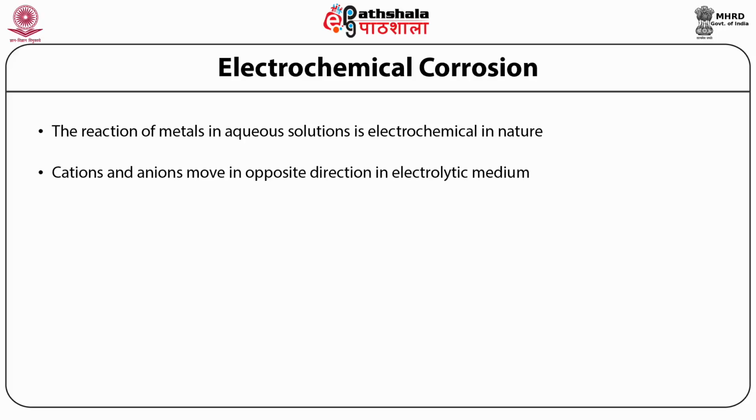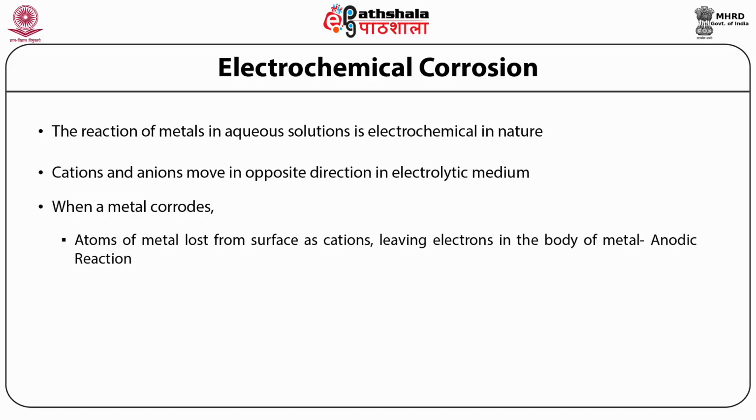When an electrode reaction takes place at a metal surface, the electron flow in the metal corresponds to an ion flow in the electrolyte. When a metal corrodes, atoms of the metal are lost from the surface as cations, leaving behind the requisite number of electrons in the body of the metal. This dissolution of metal is called an anodic reaction and takes place at an anode. The anodic reaction always involves the release of electrons, or electrochemical oxidation.